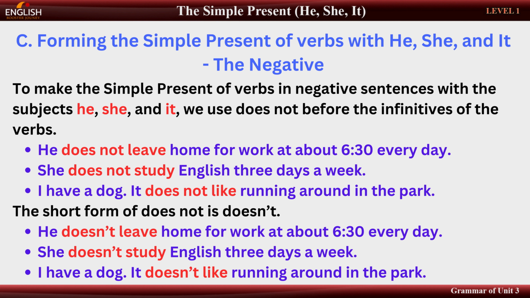The short form of does not is doesn't. He doesn't leave home for work at about 6:30 every day. She doesn't study English 3 days a week. I have a dog. It doesn't like running around in the park.